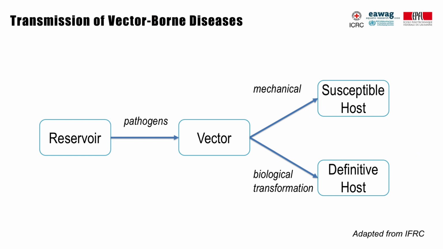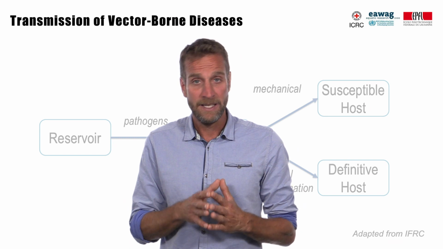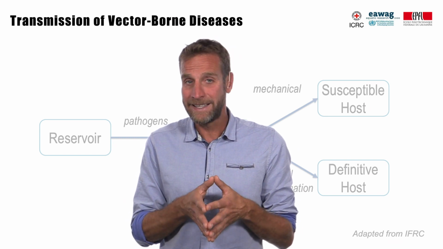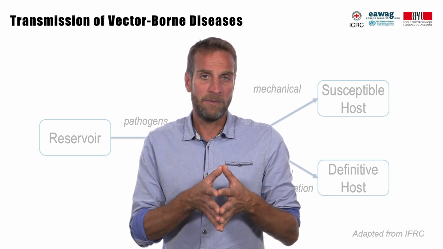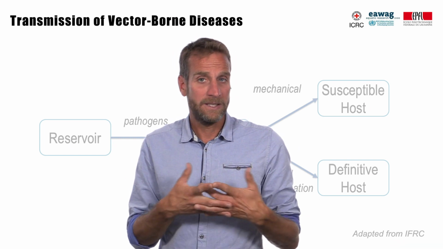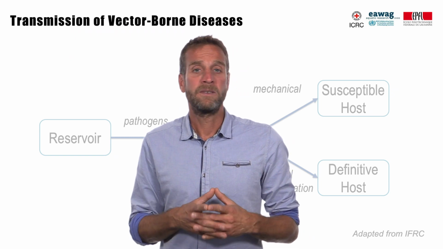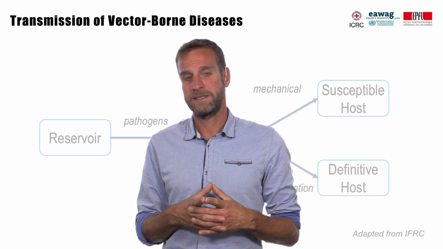The pathogen can also be transmitted after biological transformation. In that case, the vector is involved in the life cycle of the pathogen, which matures within the vector, such as malaria. In the transmission of vector-borne diseases, infection can occur via biting, for instance with malaria-transmitting mosquitoes, or via skin penetration, for instance with scabies-transmitting mites, or ingestion, for instance food contamination by flies.